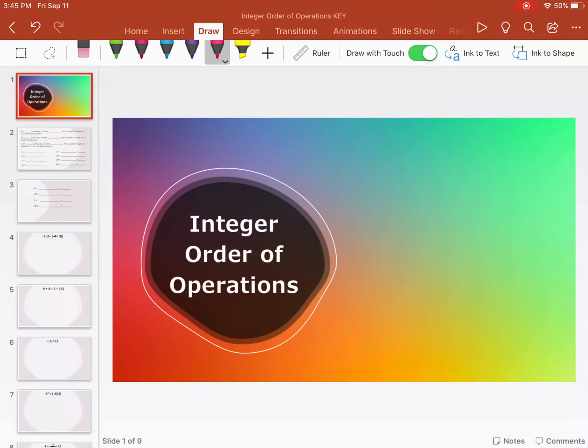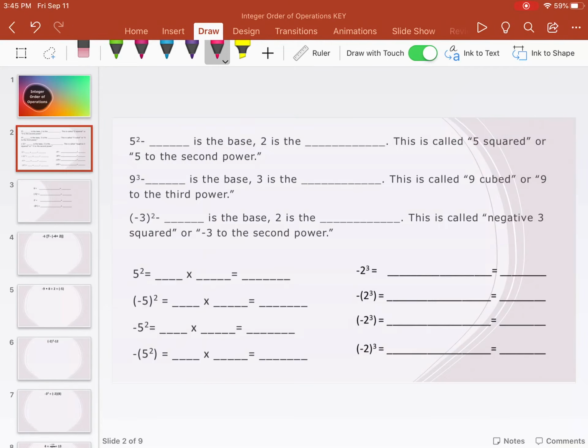Hey guys, we are going to do some integer order of operations. So let's start by talking about some exponents. So here we're looking at exponents. We're looking for what is the base. Remember, the first number, the big number, is the base. I always think big is the base.